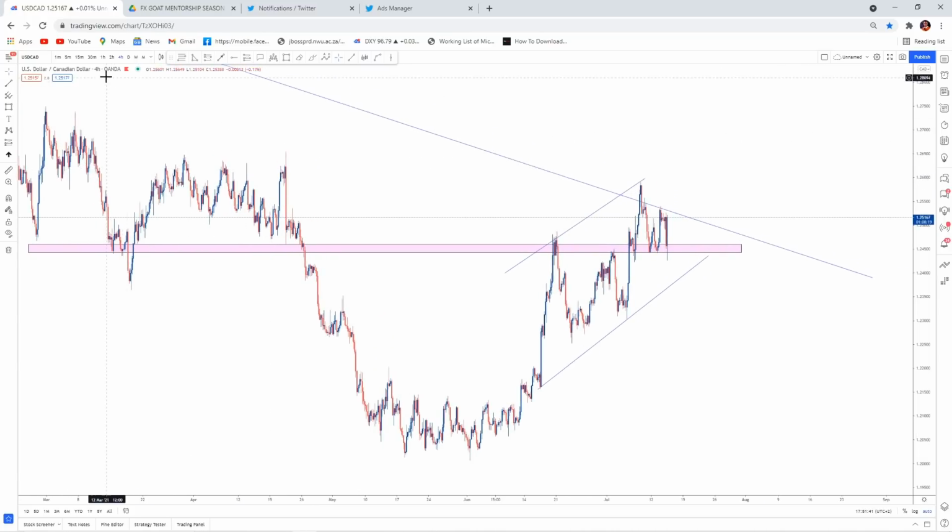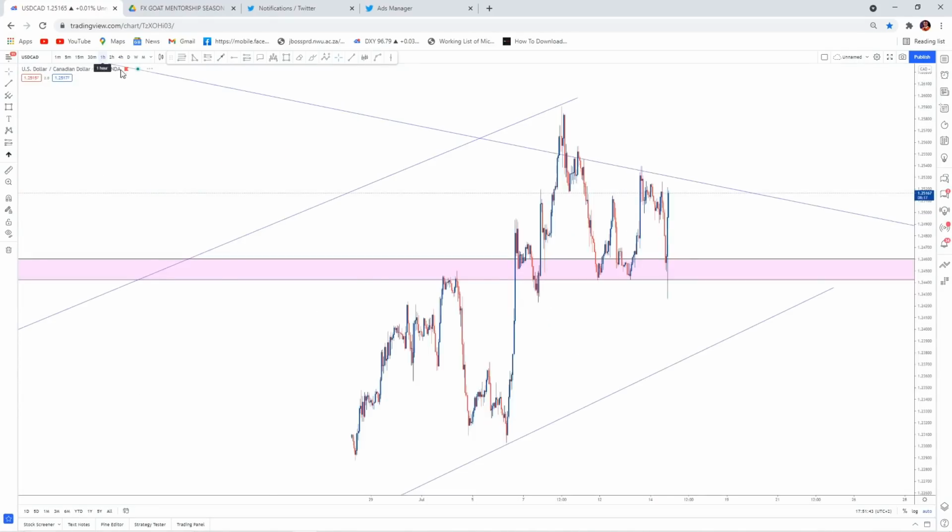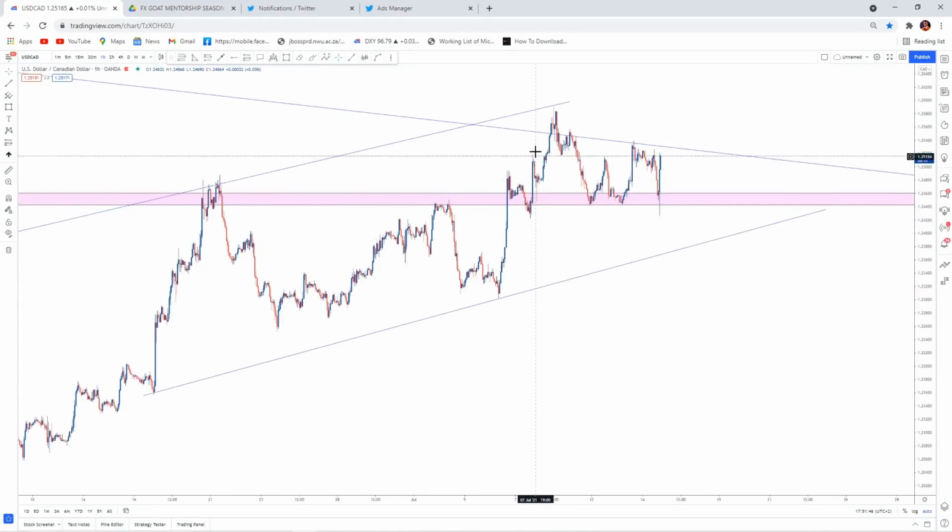As I'm looking at the market right now, dropping into a 1 hour time frame, what I'm seeing is that this was an impulse correction, a large version of a correction, which is this one over here.